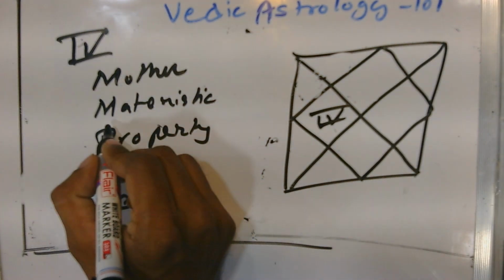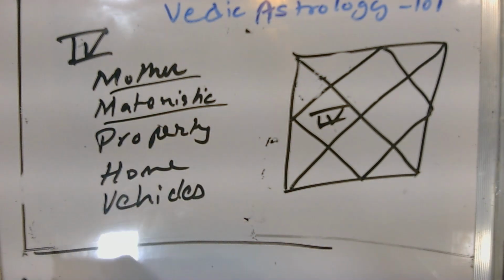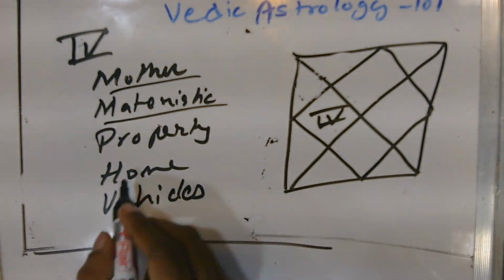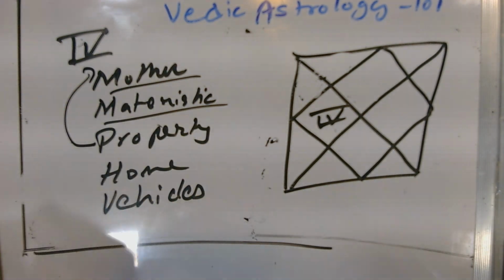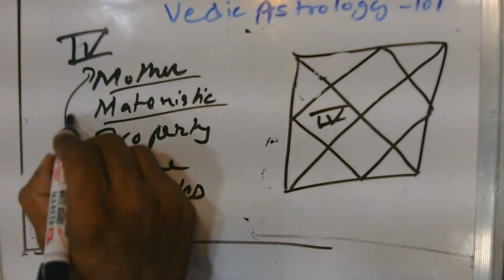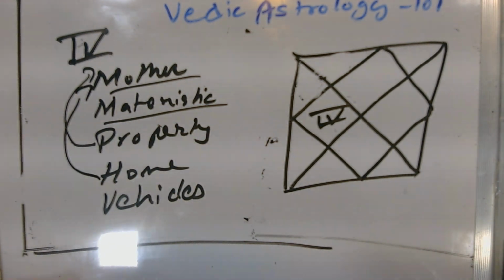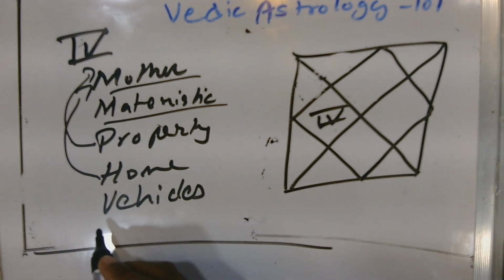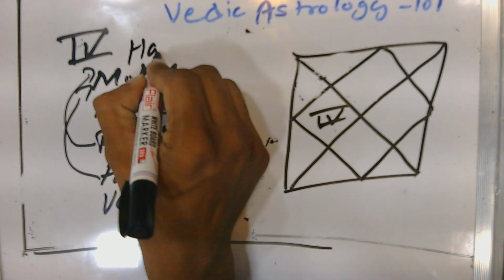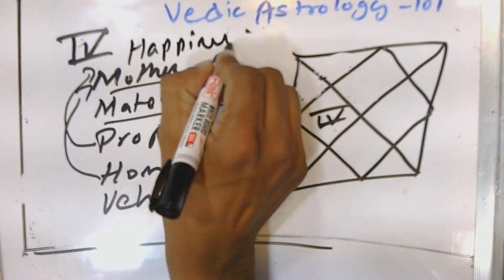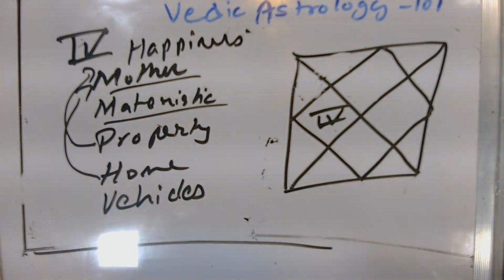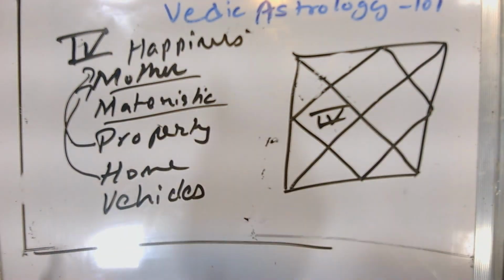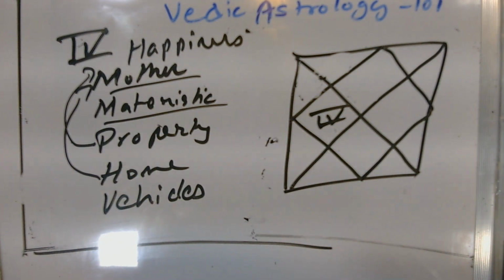So fourth house is about your mother and materialistic things like your property, because property, land is considered mother. And fourth house is also known as house of happiness. If you are having these kind of things, you are usually happy. So it is also known as house of your happiness. So these are the things which are usually seen from the fourth house.